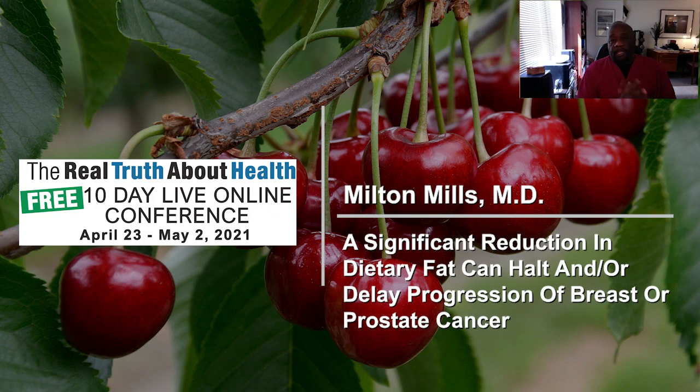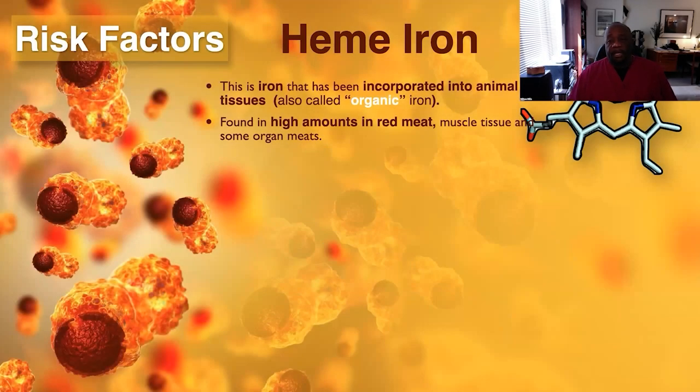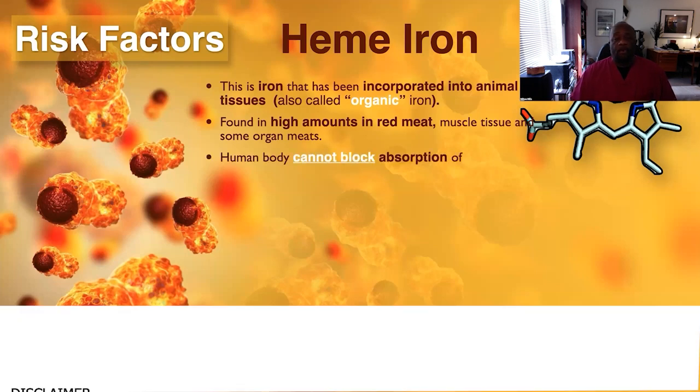All right, let's talk about heme iron. This is the iron that has already been incorporated into animal tissues. It's also called organic iron, and it's a form of activated iron. It's found in high amounts in red meat, the muscle tissue of animals, and in some organ meats.